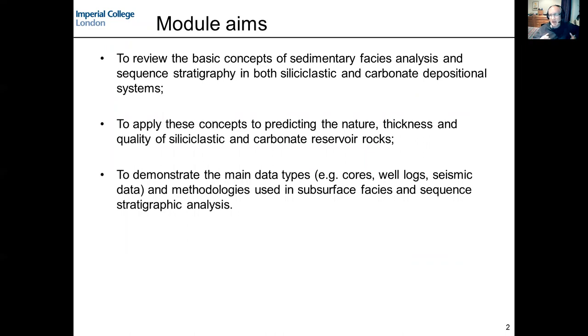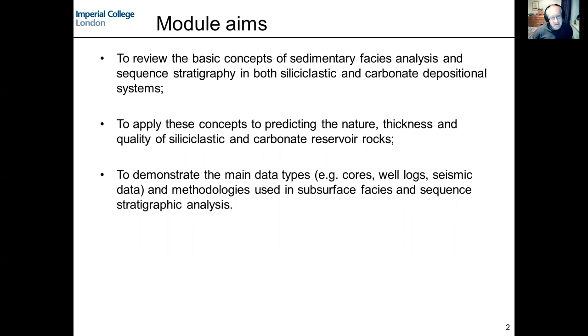So this is part of a bigger module which includes both clastic and carbonate rocks with a couple of guest lectures as well. The overall aims of that module work pretty well for what I'm going to present to you here. So the aim is to introduce the basic concepts of sedimentary facies analysis and sequence stratigraphy, and the focus here is at master's level. So we're assuming a certain amount of sedimentological knowledge to begin with. We want to apply these concepts to predicting the nature, thickness, and quality of clastic reservoir rocks.